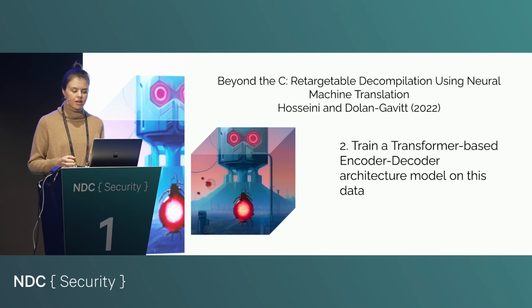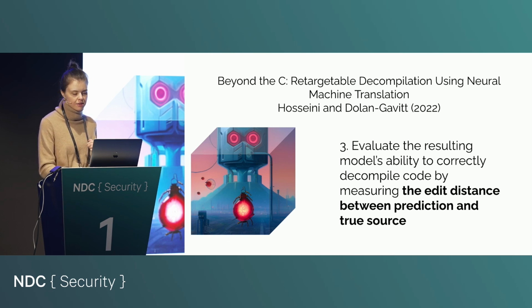Then they took a very basic encoder-decoder model, very similar to the one I showed on a high level for translating between Swedish and English, and they trained it on this data, just treating both the source code and the assembly code as text. So no special transformations were done.